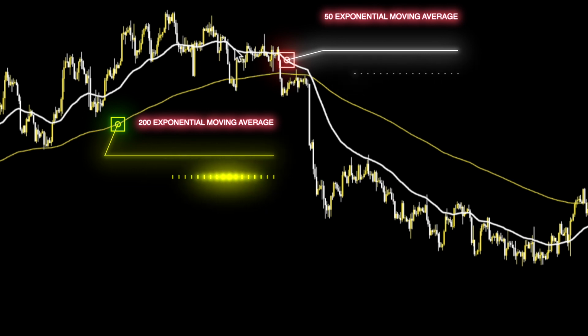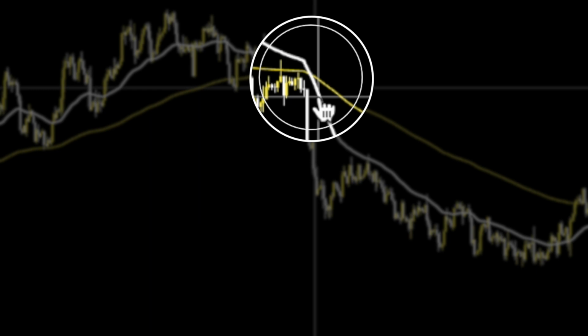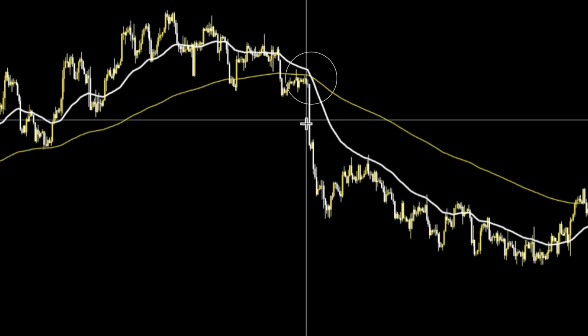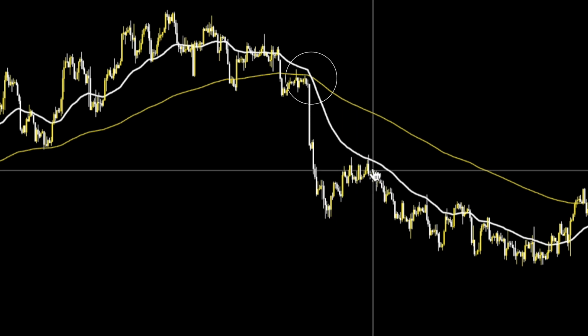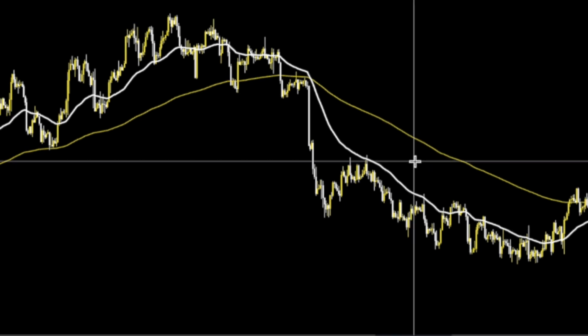So if you see here, we have the white exponential moving average crossing down our 200 EMA, and it makes that little X, right? And what we see is right as that's doing that, price is falling. It's beginning to become bearish. That is a bearish signal that it's essentially showing you that, hey, price is going to be moving down.